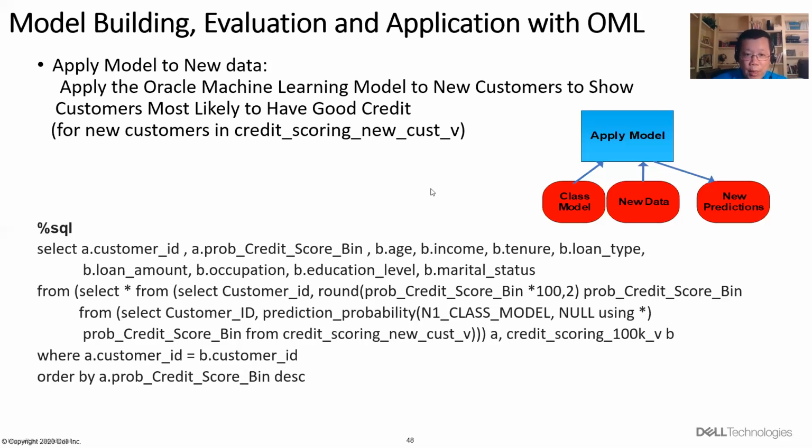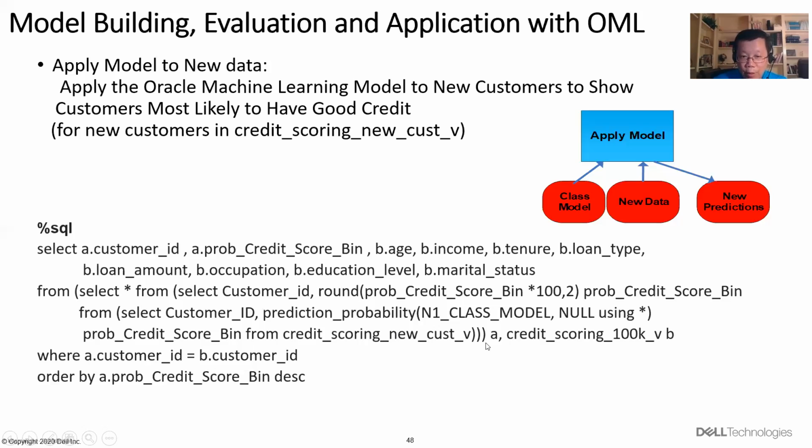The prediction comes with a probability. This is an SQL query, like we just talked about. They're going to use this model, apply it to your new data, and see whether each of these new customers has a probability of good credit.